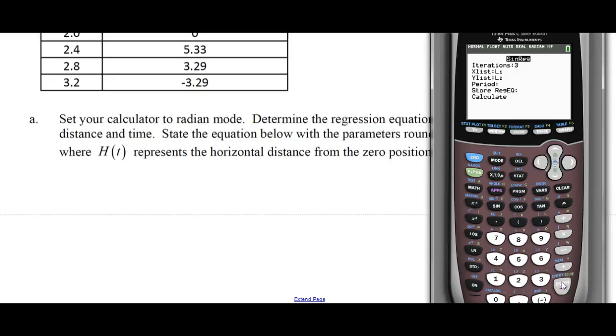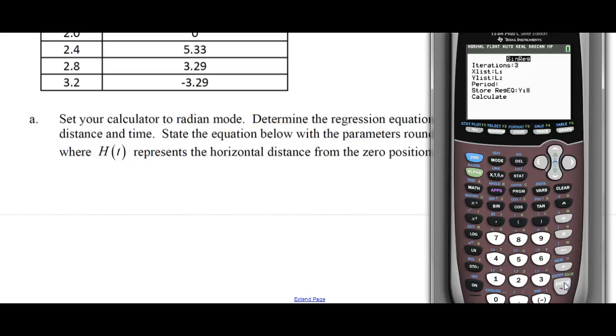Now, if you have an older calculator, you're not going to see any of this stuff, right? If you have an older calculator, don't worry about the period, we're just going to pretend we don't know. Store regression equation. You want to put that into Y1. If you have an older calculator, you're going to go sine reg, and then go vars, y vars, enter, enter to get y1. If your calculator looks like this, we still want to store it in y1. So we go alpha F4, enter. That gets you a y1.